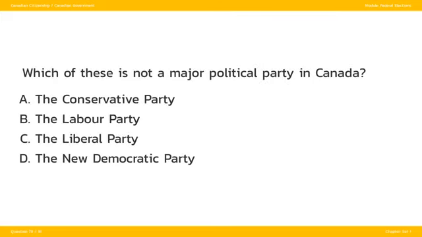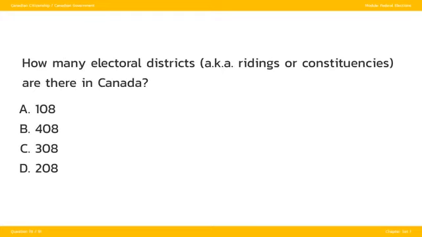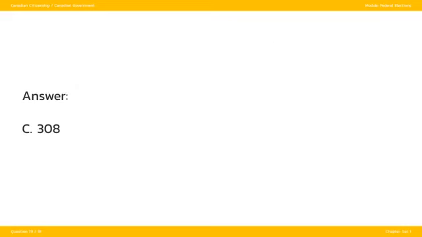Which of these is not a major political party in Canada? A. The Conservative Party. B. The Labour Party. C. The Liberal Party. D. The New Democratic Party. The answer is B. The Labour Party. How many electoral districts, aka ridings or constituencies, are there in Canada? A. 108. B. 408. C. 308. D. 208. The answer is C. 308.